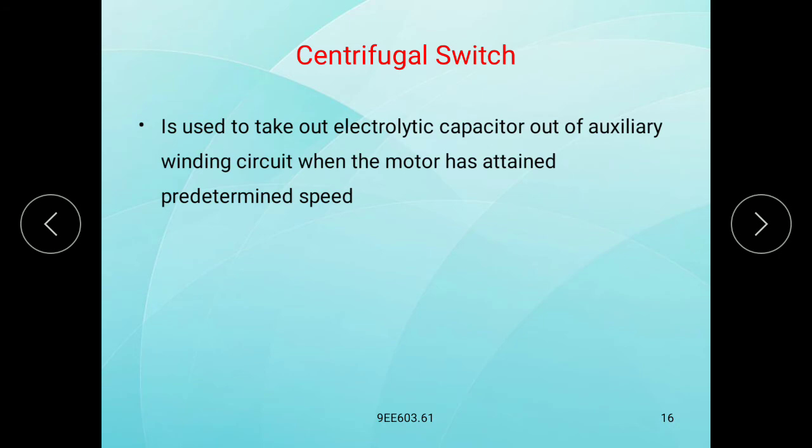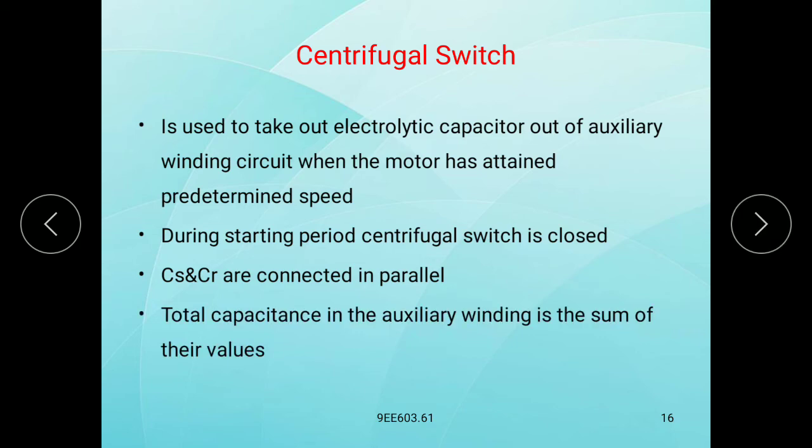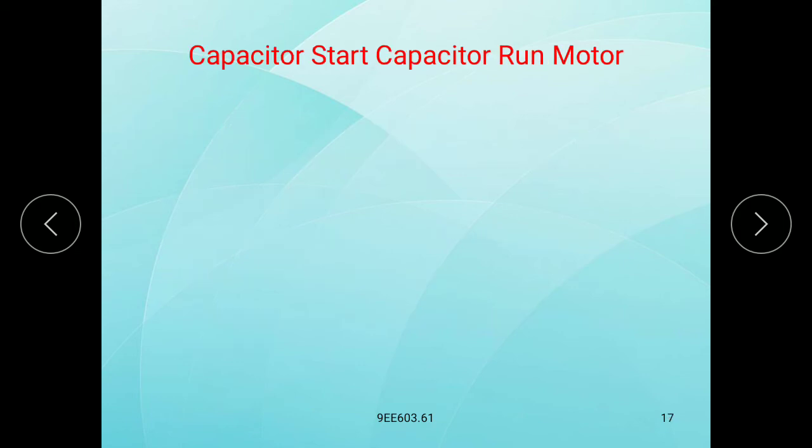The centrifugal switch is used to take the electrolytic capacitor out of the auxiliary winding circuit when the motor has attained a predetermined speed, that is 70 to 80% of the synchronous speed of the motor. During the starting period, the centrifugal switch is closed, and CS and CR are connected in parallel. So the total capacitance in the auxiliary winding is the sum of their values. Now CS is 10 to 15 times CR.